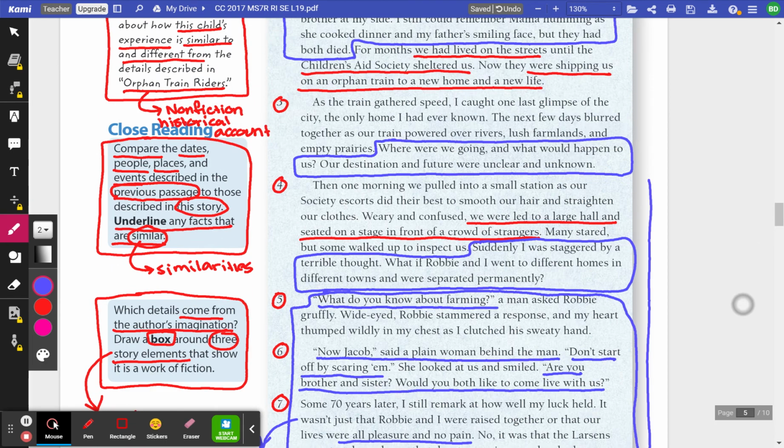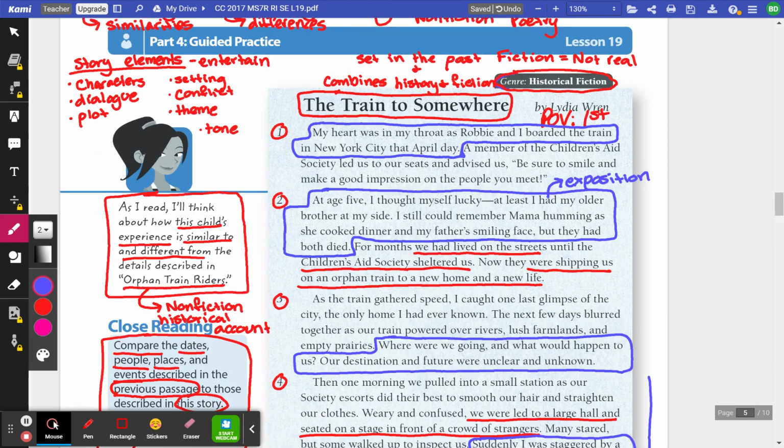All right, so guys, that's going to wrap us up for the train to somewhere. I'm going to end the video, and in the next video, we are going to go over to the next page, and we are going to answer the multiple choice questions, and we are going to get started on the writing question that goes along with these two passages.